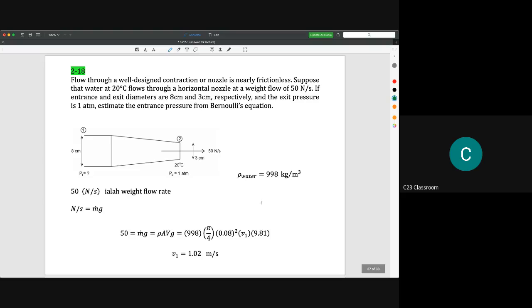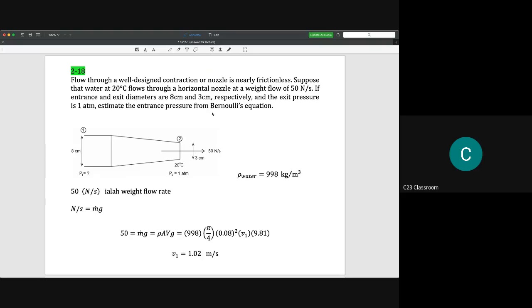So this is the last question for our tutorial 2. Tutorial 2.18. So we have a flow through a well-designed contraction or nozzle, nearly frictionless. Suppose that water at 20 degrees Celsius flows through a horizontal nozzle at a weight flow of 50 Newton per second. If entrance and exit diameters are 8 centimeters and 3 centimeters respectively, and the exit pressure is 1 atmospheric pressure, estimate the entrance pressure from the Bernoulli equation.